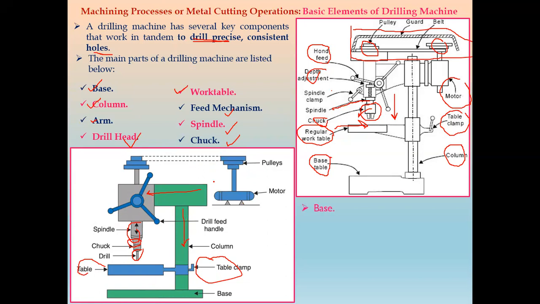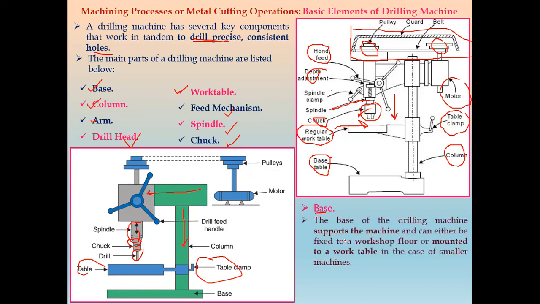First we will see the base of the drilling machine. It is the first basic part of any drilling machine. The base supports the machine, and it can either be fixed to a workshop floor, or mounted on a work table if it is a smaller machine. So either the base is fixed, or sometimes it is mounted on the work table.